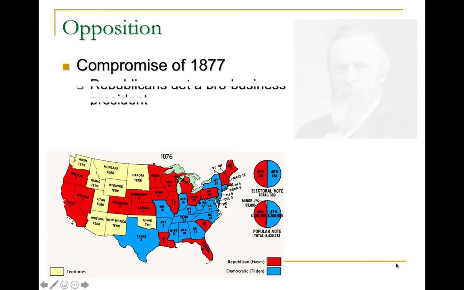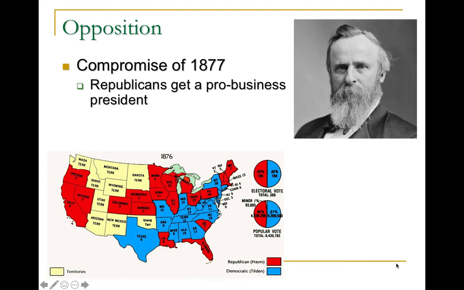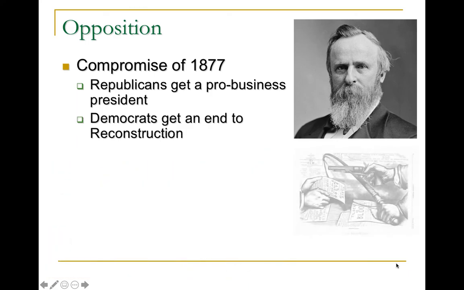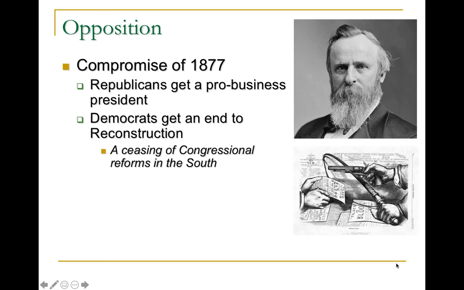Compromise of 1877, Republicans get a pro-business president. And this is where the Republican Party goes from being known as the anti-slavery, the anti-spread of slavery party, to the business party, which is what the Federalists had always been, kind of more of the pro-business party. And so Hayes would become president in this controversial election, and the Democrats would get an end to Reconstruction. And so that's a ceasing of congressional reforms in the South and also removal of Union troops from the South.